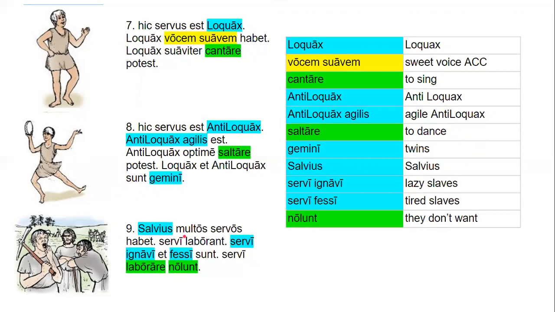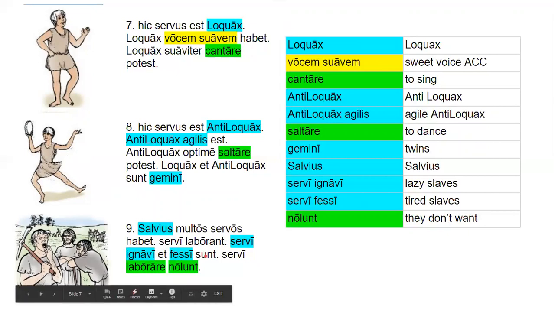And then last but not least, we've got number 9. Here we go. Salvius multos servos habet. So Salvius has many slaves. Here's our accusative direct objects. Servi laborant. The slaves are working. Servi ignavi et fessi sunt. So the slaves are lazy and tired.